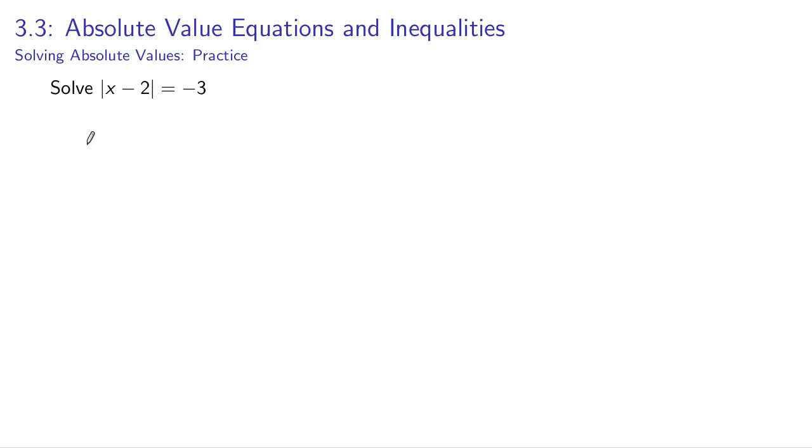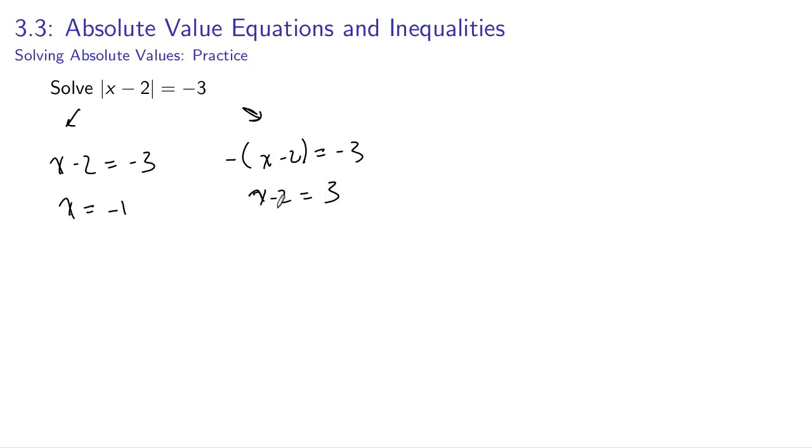Let's solve this one algebraically. So we have the absolute value of x minus 2 is minus 3. So algebraically, there's two possibilities. Either x minus 2 is minus 3, or negative x minus 2 is minus 3. So we get x equals minus 1 when we add 2 to both sides. And here we have x minus 2 equals 3, adding 2, we get 5.